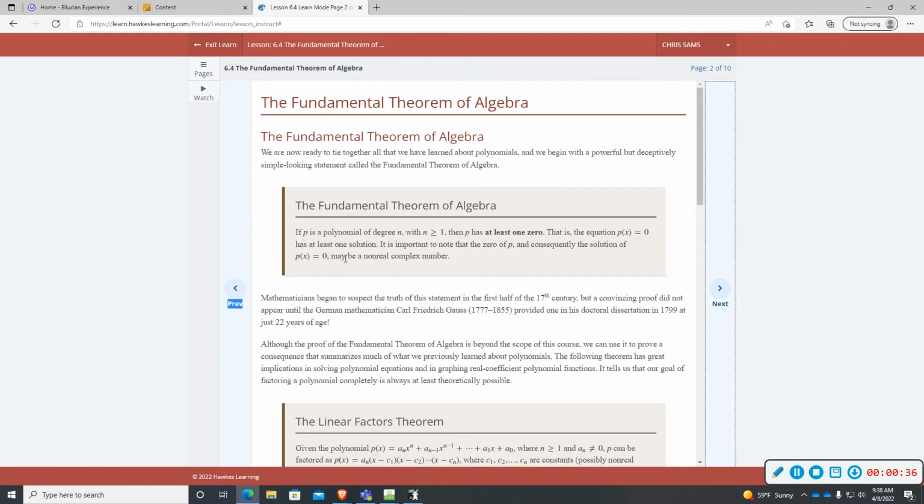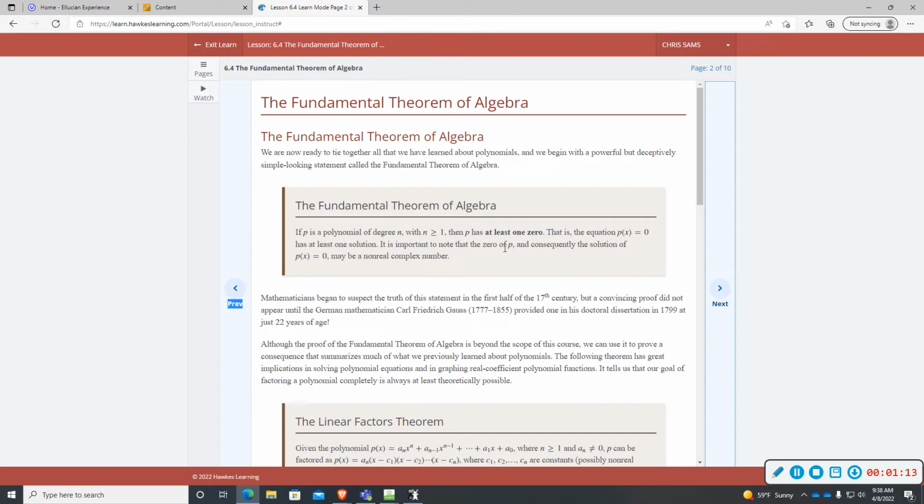So here is the definition of the fundamental theorem of algebra. If P is a polynomial of degree n greater than or equal to 1, P has at least one zero, and so you will have some kind of equation. It could be f of x, p of x. They will change this letter very often. This says p of x equals 0 has at least one solution.